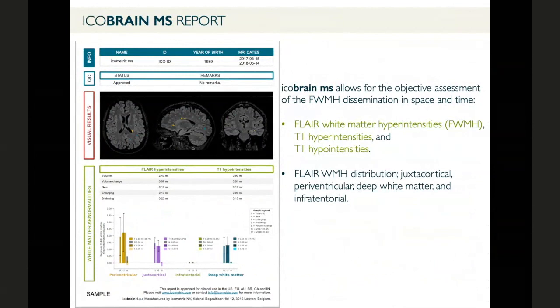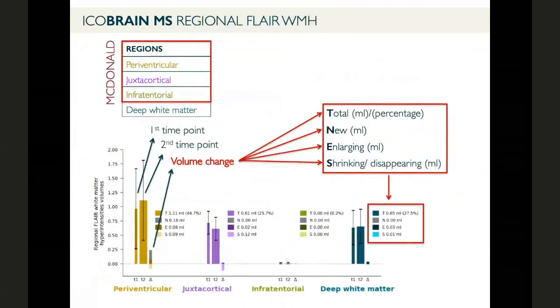For this, we provide the volume, but what is of real interest in MS is, of course, that volume change. And because MS lesions can be very dynamic, we break this down into new, enlarging, and shrinking lesions. You also see the visual representation of this information on the bottom of the page, and let's zoom in on this to further assess what is going on here.